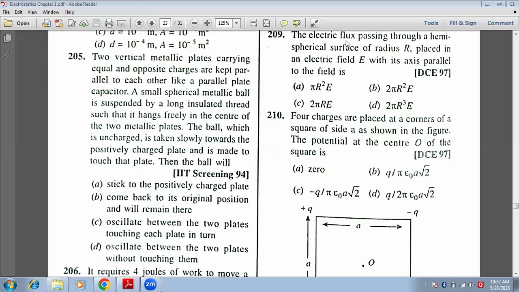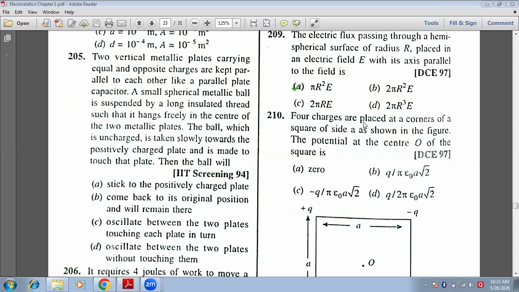The electric flux passing through a hemispherical surface of radius capital R placed in an electric field E with its axis parallel to the field is option A pi r square into E, option B 2 pi r square into E, option C 2 pi r into E, option D 2 pi r cube into E. Correct answer, option A pi r square into E.